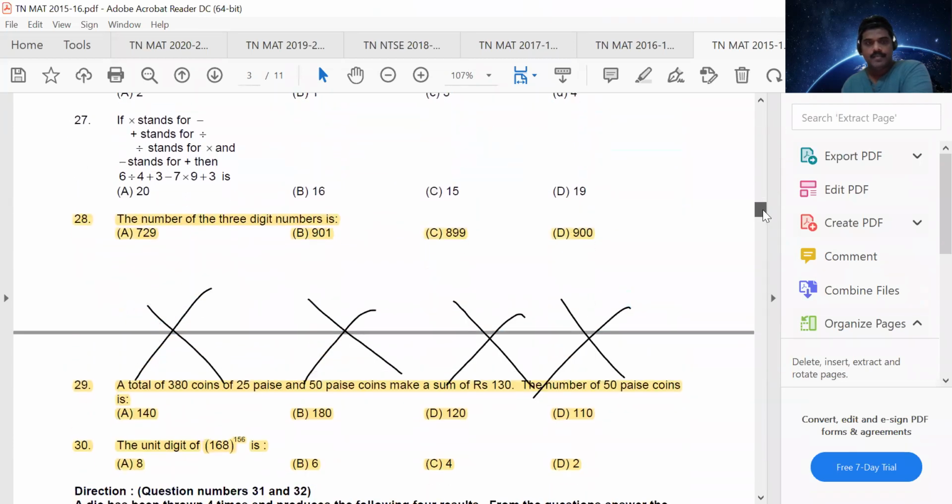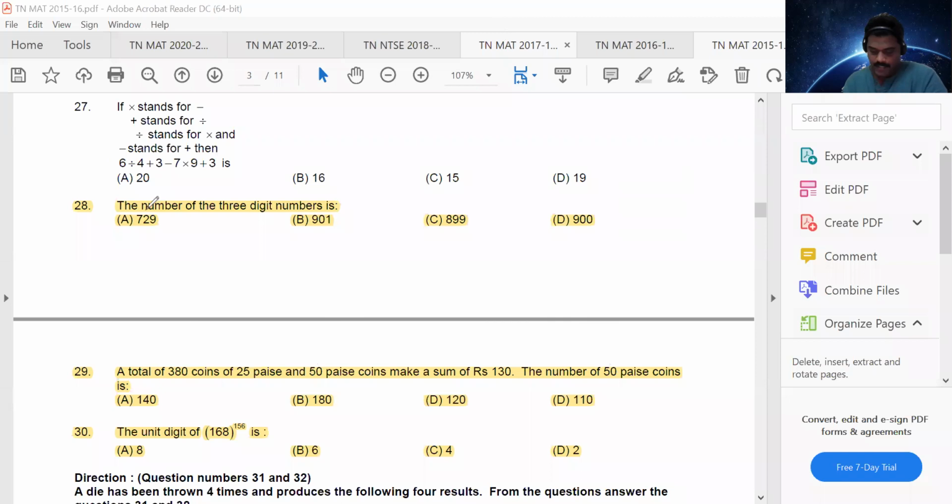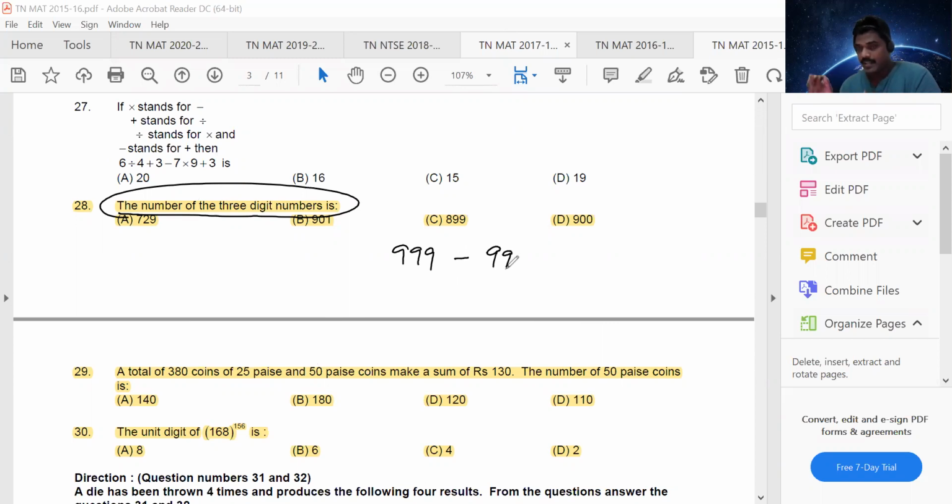See question number 28, 29 and 30. Question number 28: the number of 3-digit numbers. See, very simple. The highest 3-digit number is 999. And if you subtract 99, because you start with 100, you will have 900 3-digit numbers. Very clear. Next. Observe this question. This is important.